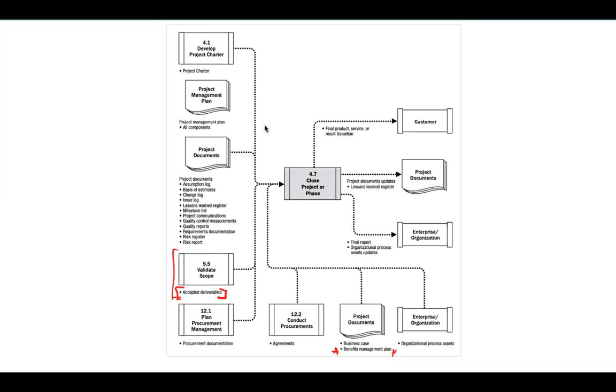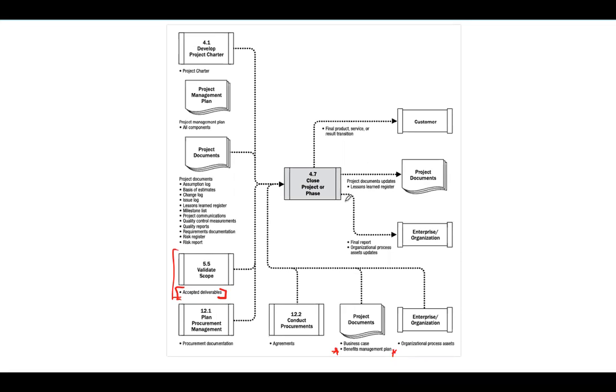Then the output: we have the final product, service or result, which will have to undergo transition from the development stage to the customer stage, and there is a process for doing that as well, or maybe it is part of the documentation, really, in the scope documents that are going to inform how that's going to be carried out.